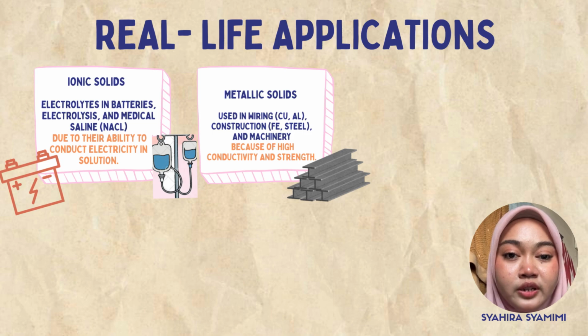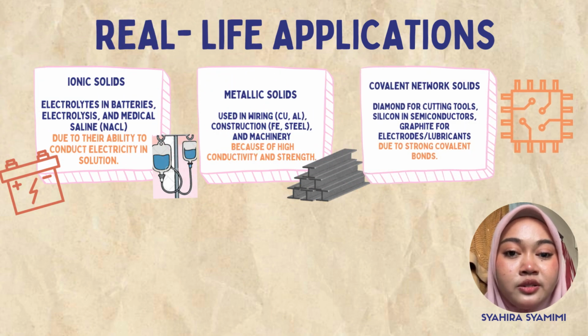Moving on to covalent network solids, examples include diamond, silicon, and graphite. Diamond is used in cutting tools because it is extremely hard. Silicon is important in semiconductors and electronic devices, and graphite is used as electrodes and lubricants. These applications are possible because of their strong covalent bonds.